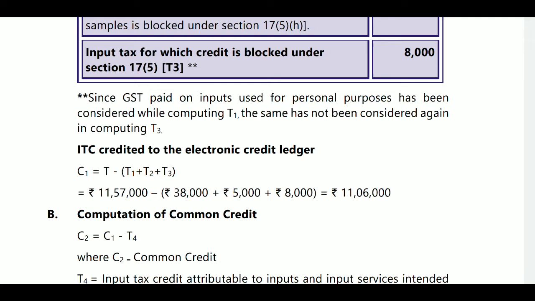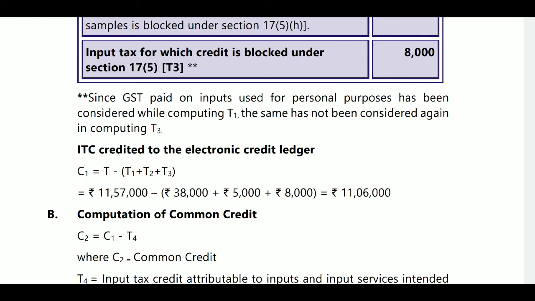So, ITC credited to electronic credit ledger. How much will be eligible for the electronic credit ledger? C1 is equal to T minus T1 plus T2 plus T3. T means all taxes, first we have taken 11,57,000, minus whatever the non-business purpose, whatever the exempted purpose, whatever the blocked credit, it was deducted. Total amount will be 11,06,000.